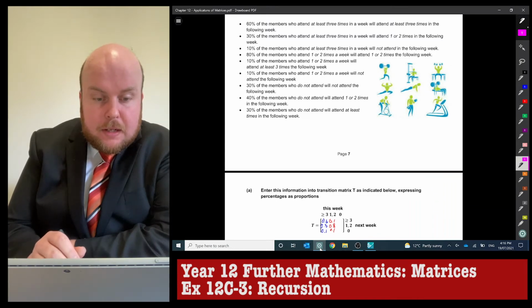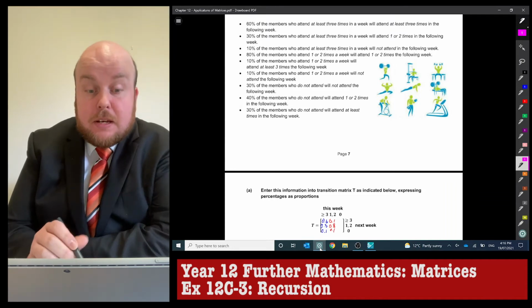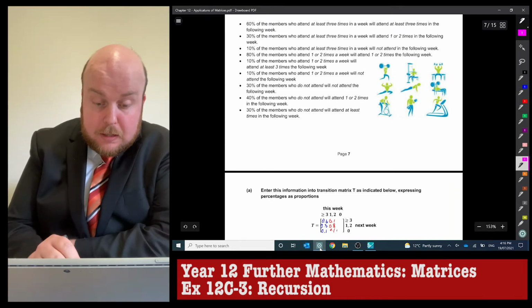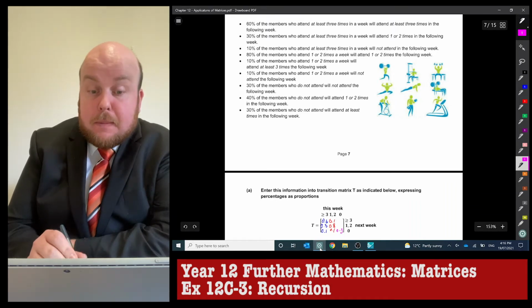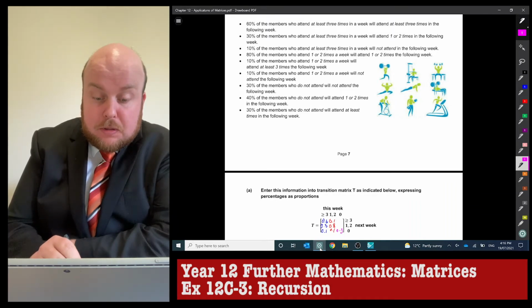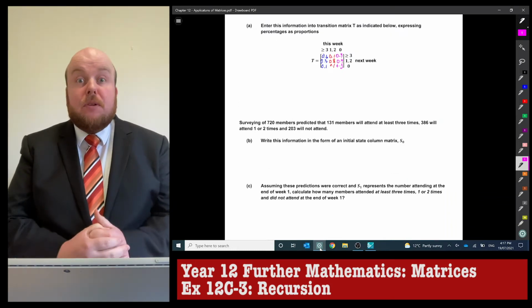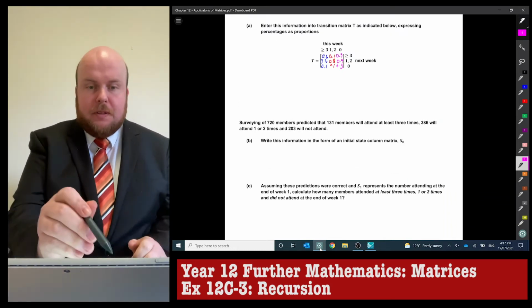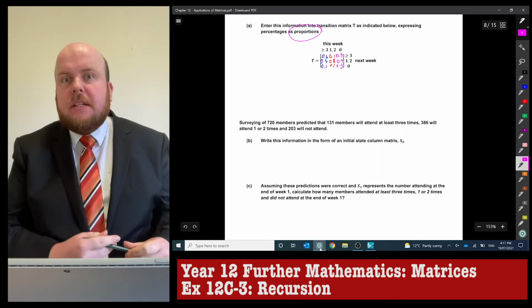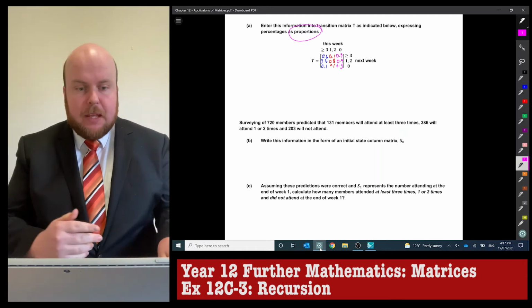We've got 30% of the members who do not attend will not attend the following week. So I'll put that as 0.3. 40% of the members who do not attend will attend once or twice, which means by process of elimination, that's going to be 0.3. You'll notice though, it says the word proportions. Consider that to mean just write as decimals.